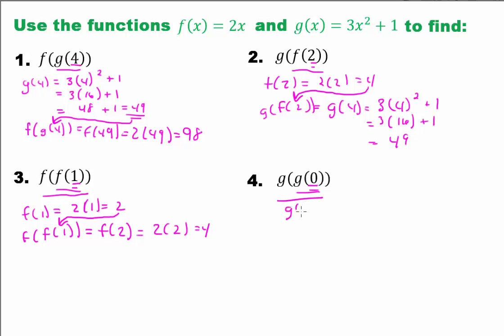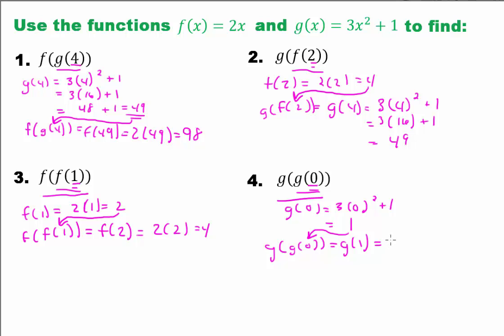So we're going to start with g of 0 is equal to 3 times 0 squared plus 1, which produces just 1. So now we know g of 0 is 1. Well, we want to find g of g of 0, and we know g of 0 happens to be 1. So this is really the same as g of 1.